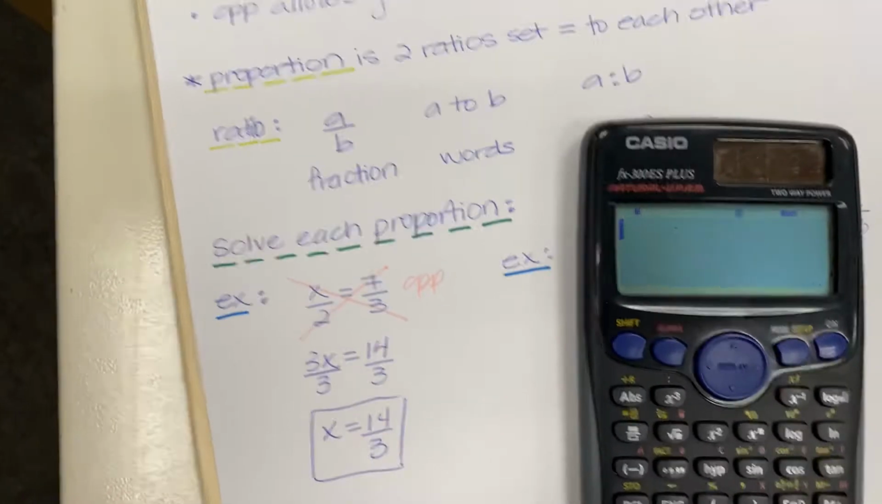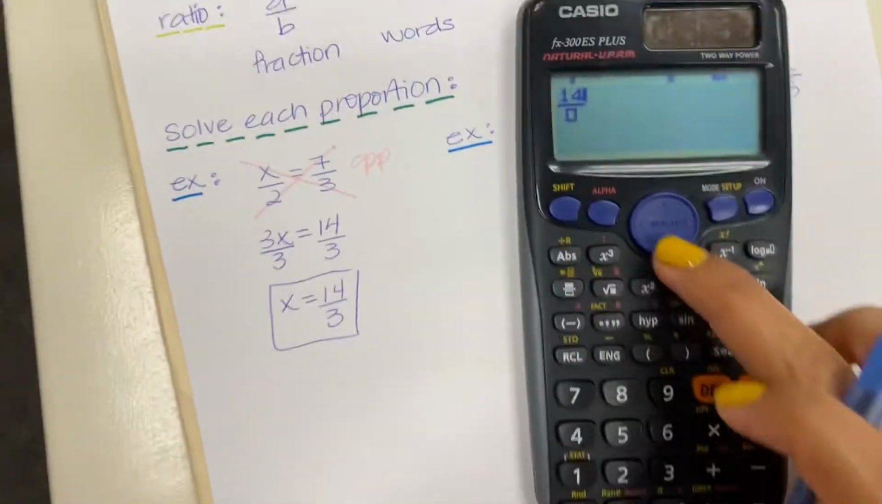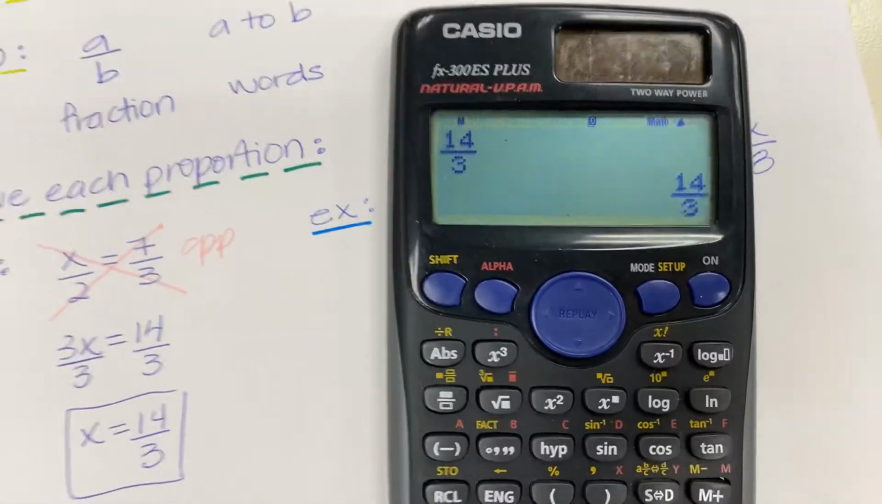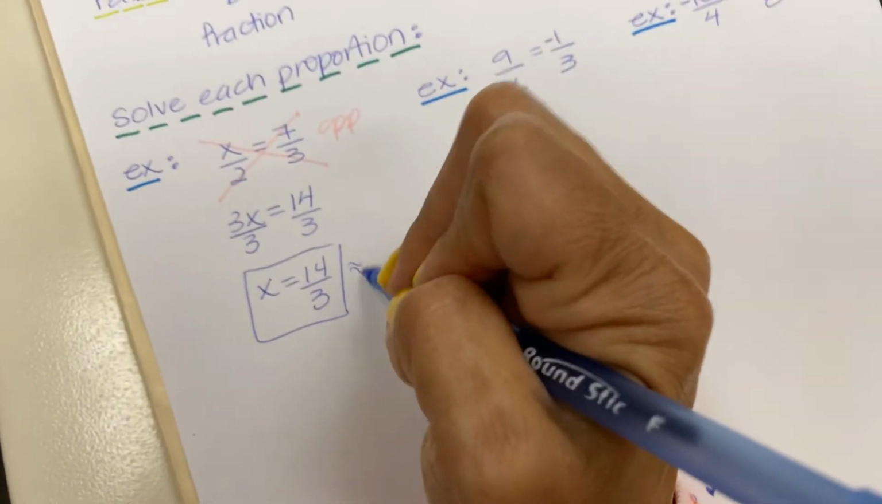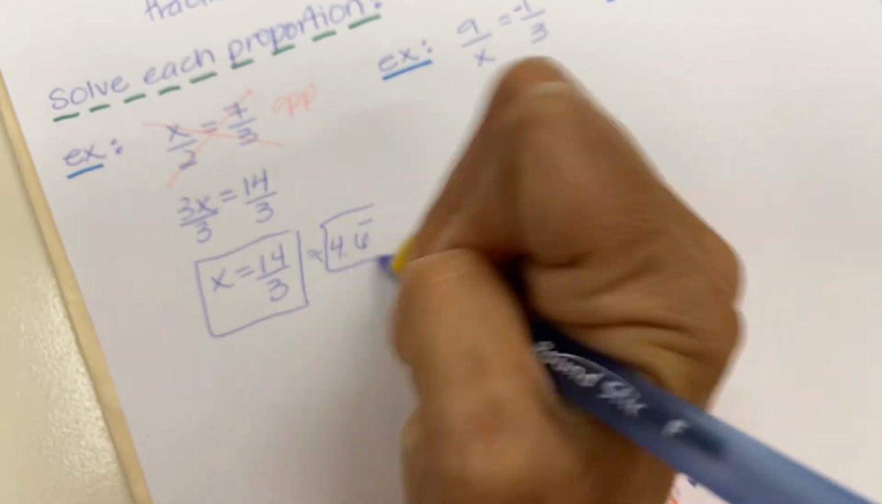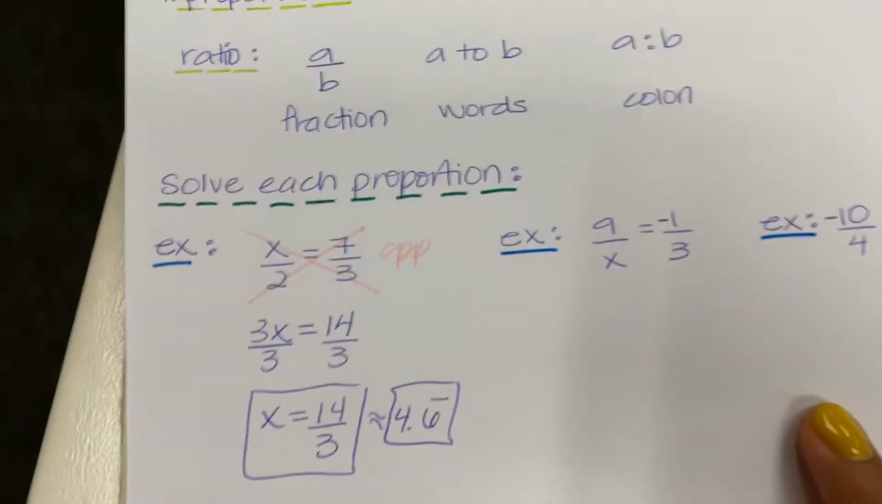Okay, we're going to take a little walk. All right. And you can get, let's see, what did I get? 14 over 3? Okay, 14 divided by 3 is 4.6 repeating. So fraction or decimal, yes. All right, second example.